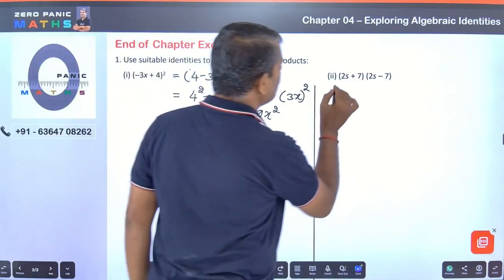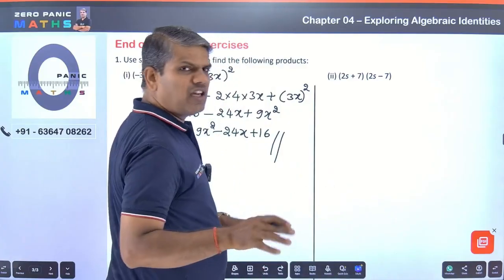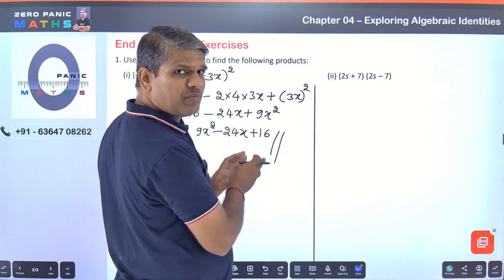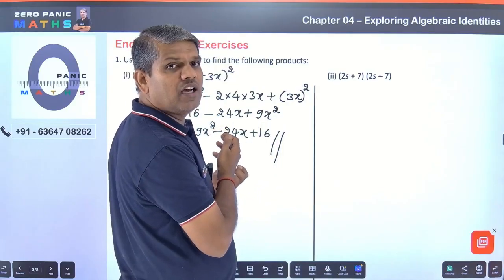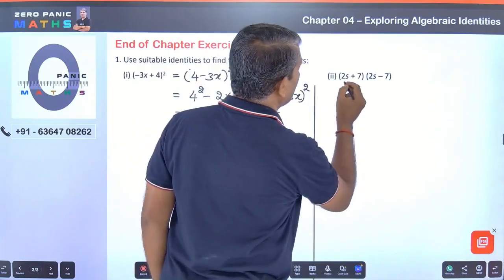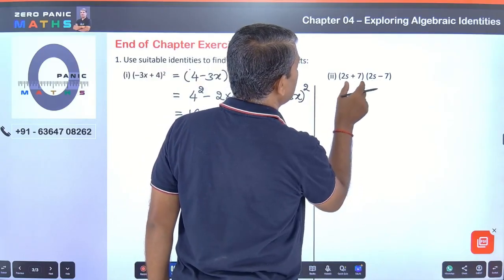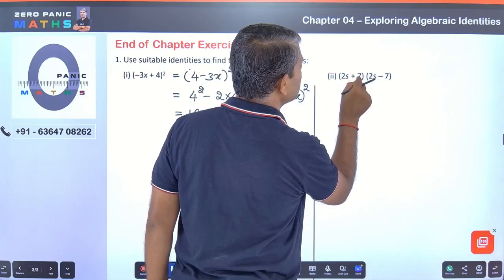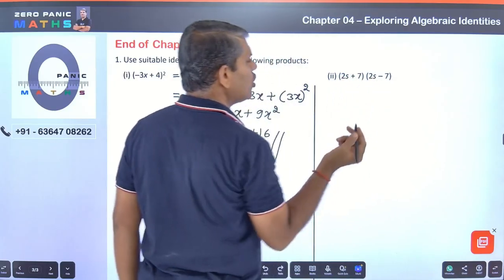Now let us quickly move to the second problem, because we have done so many problems of a similar kind already in the previous exercises also. We can go faster. Okay, now look at this expression here. There are two factors, 2s plus 7 and 2s minus 7. What do you think of it?